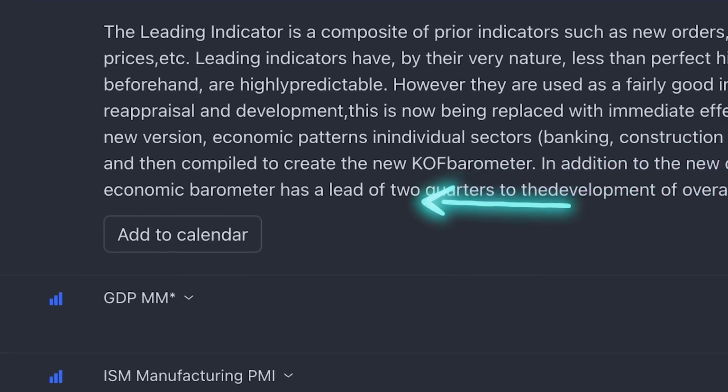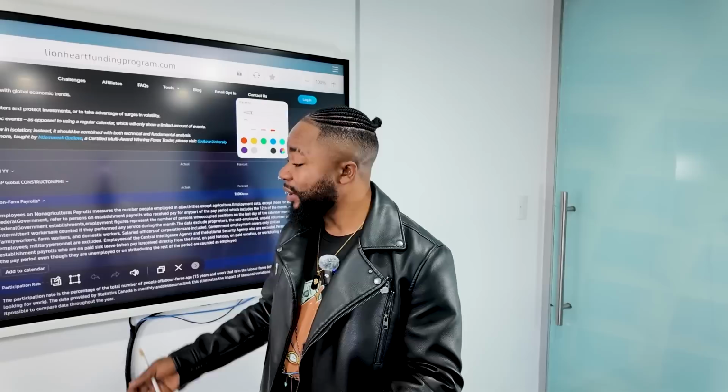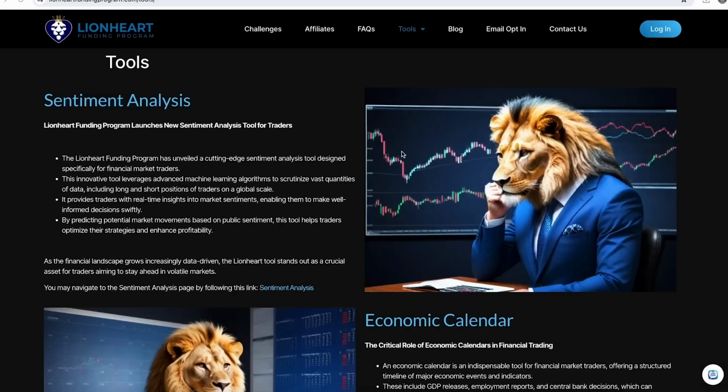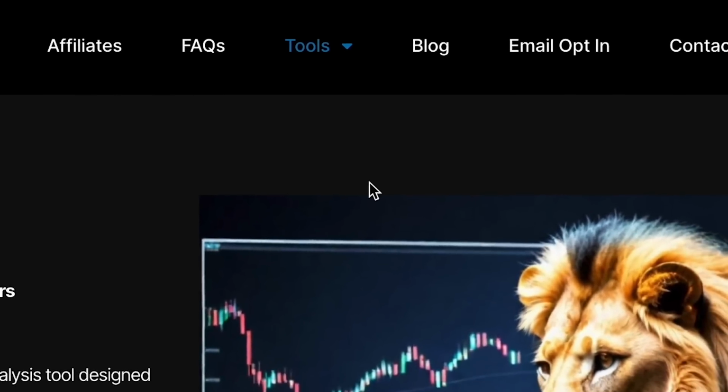You can even add it directly to your calendar so that it keeps reminding you. There are many things you can do with this particular tool. Let's not waste time. Let's quickly go to the next tool on our list, which is one of my favorite after trading calculator, and it's called market sessions.